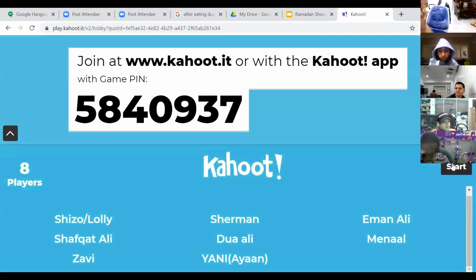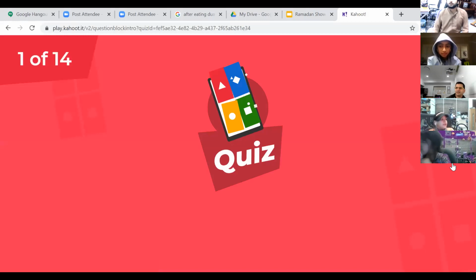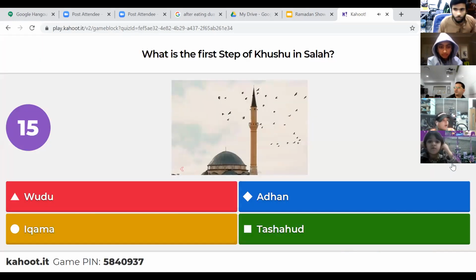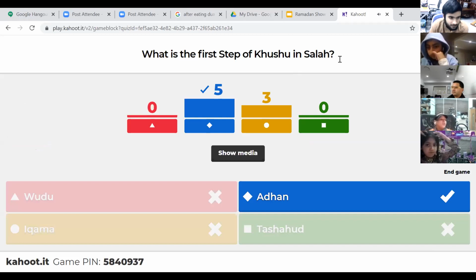Okay, so we'll start. Okay, question one. What is the first step of Khushu in Salah? Yes, so the first step to Khushu in Salah, which Shafqat explained, was the Adhan. Iqama came on the third step, by the way.